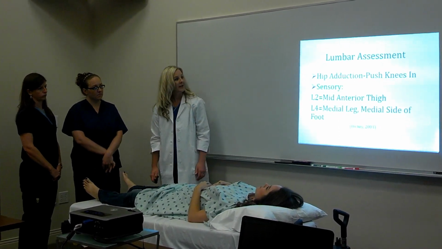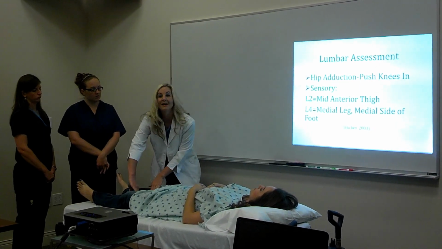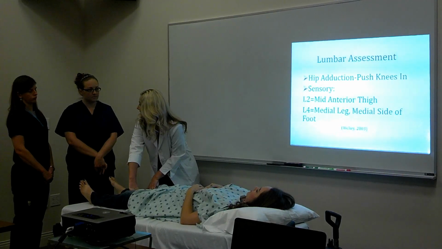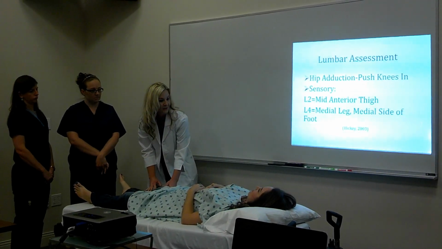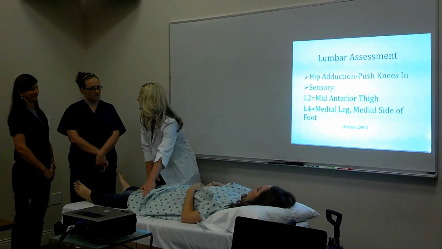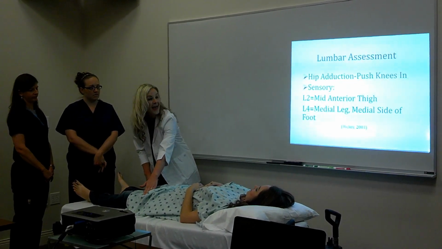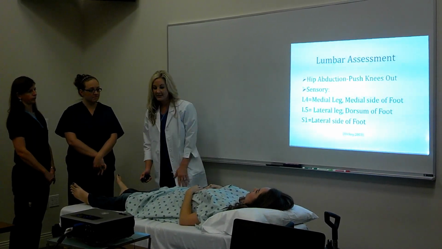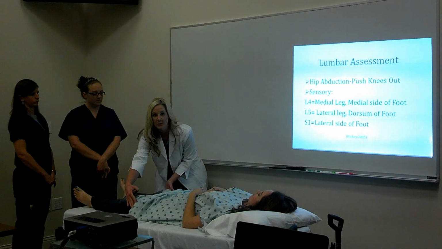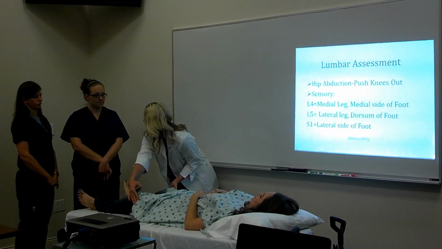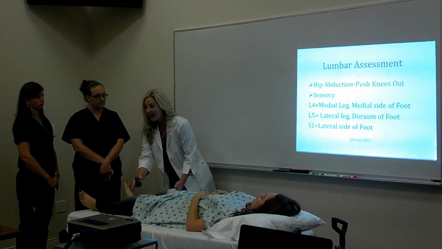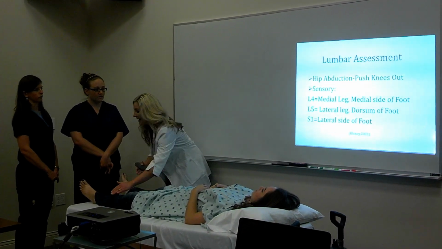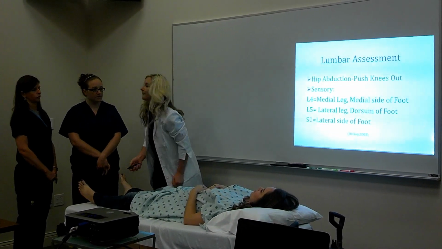Our next section is hip adduction. I will ask Stephanie to push her knees together. Again, I'm assessing for strength on my 0 to 5 scale, and I'm making sure that she has normal sensation, especially at the L2 level, which is the upper anterior thigh, and L4, which is the lower inner part of the leg. Next, we're going to ask her to do hip abduction, where I'm going to ask her to push her knees outward. Again, I'm assessing for strength and for sensory distribution at the L4 medial part of the leg, L5 outer part of the leg, and S1, which is the outer portion of the foot.